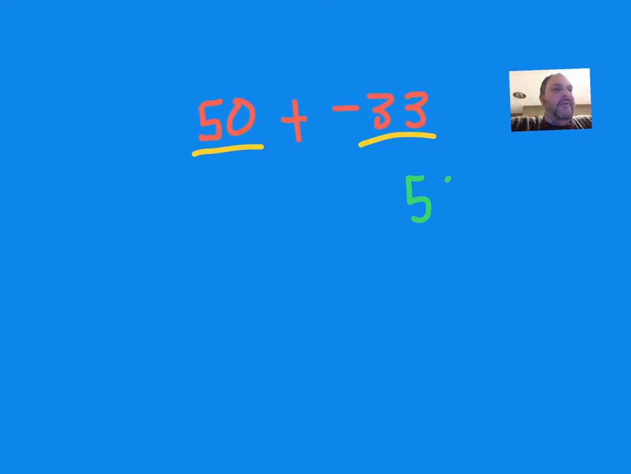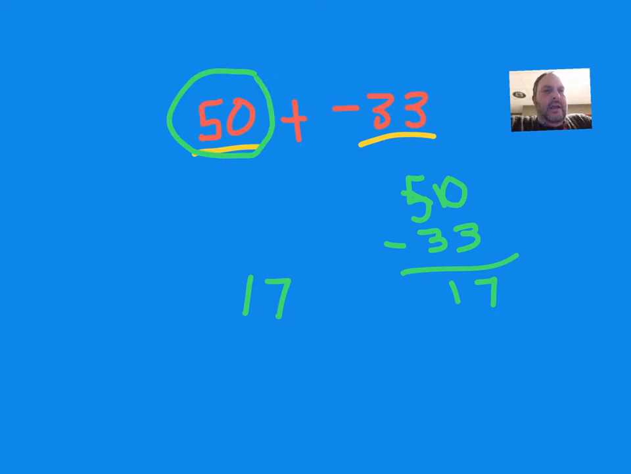So let's just do the math first. We got 50 minus 33. Then we're going to worry about the sign. I can't take 3 from 0, so I'm going to borrow. 10 minus 3 is 7. 4 minus 3 is 1. My difference is 17.